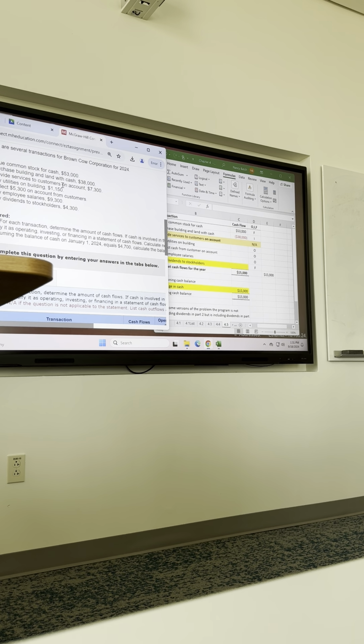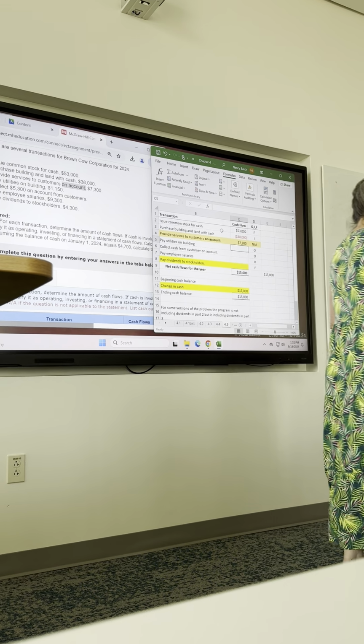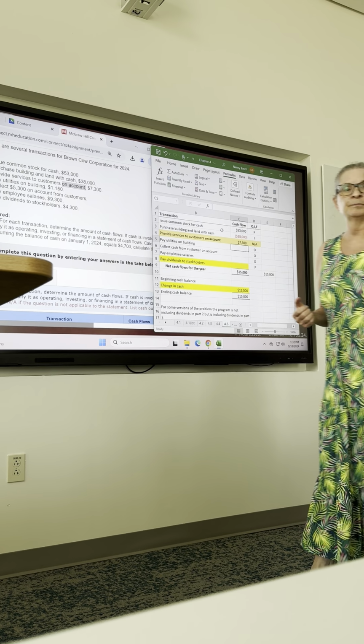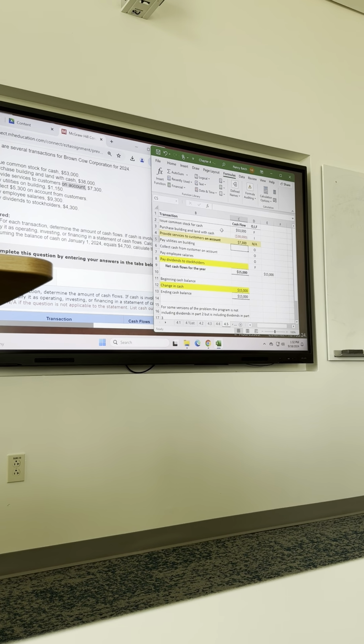Provide services to customers on account. Remember to read your problems. On account means not cash. It's an account receivable. On account means either I did work for somebody and didn't get paid yet, or if I bought supplies or materials on account, it means I have a vendor account. I haven't paid them yet. On account means not cash. What does NA mean? It says NA. So NA means not applicable.